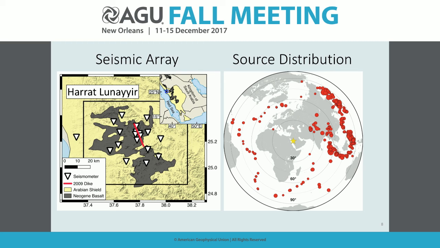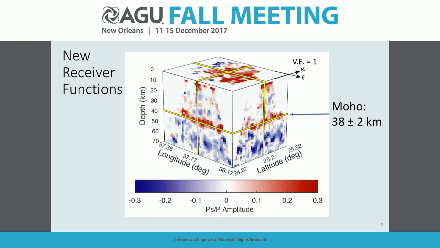On the right is the source distribution for P-wave receiver functions. We have almost 10 years of data, over 800 earthquakes with very good azimuthal coverage. Those P-wave receiver functions were then common conversion points stacked within this black box around Harrat Lunayyir. And from that, we did this stacking in 3D. And so here I have one of my common conversion point cubes, as I like to call them.